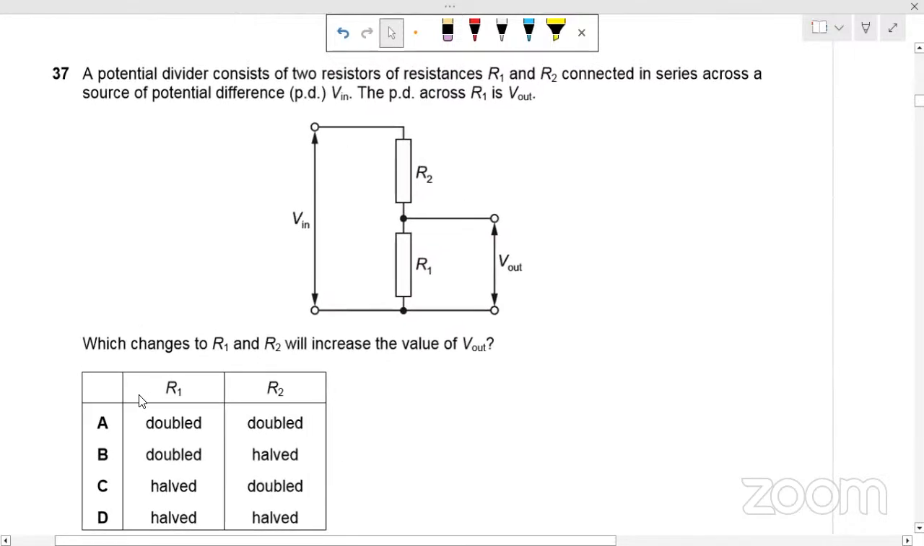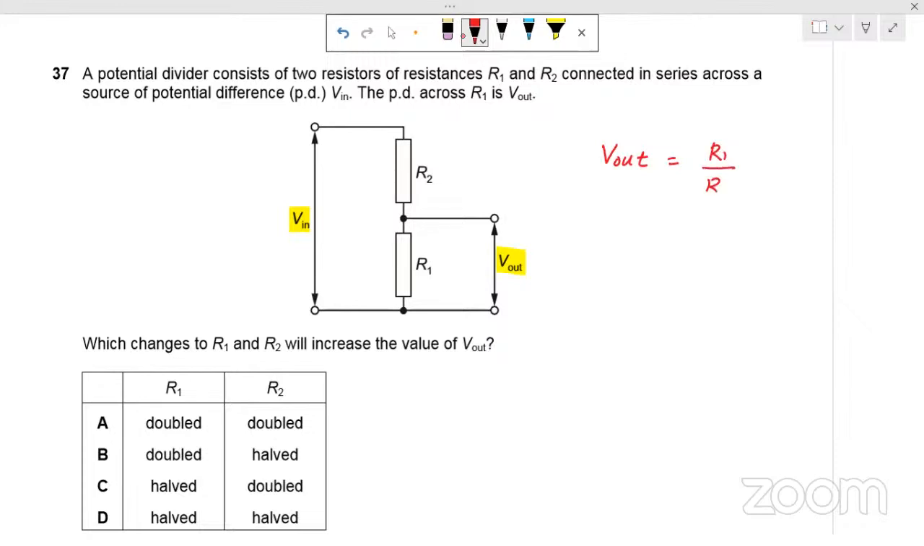A potential divider consists of two resistors R1 and R2 connected in series across a source of potential difference Vin. This is the source, and these two resistors, you can see from the diagram, are connected in series. The potential difference across R1 is Vout. You know the formula of potential divider: voltage across R1, Vout, is R1 over R1 plus R2, the total resistance in series. If there are three resistors, then you add all of these three in the denominator, times input voltage.